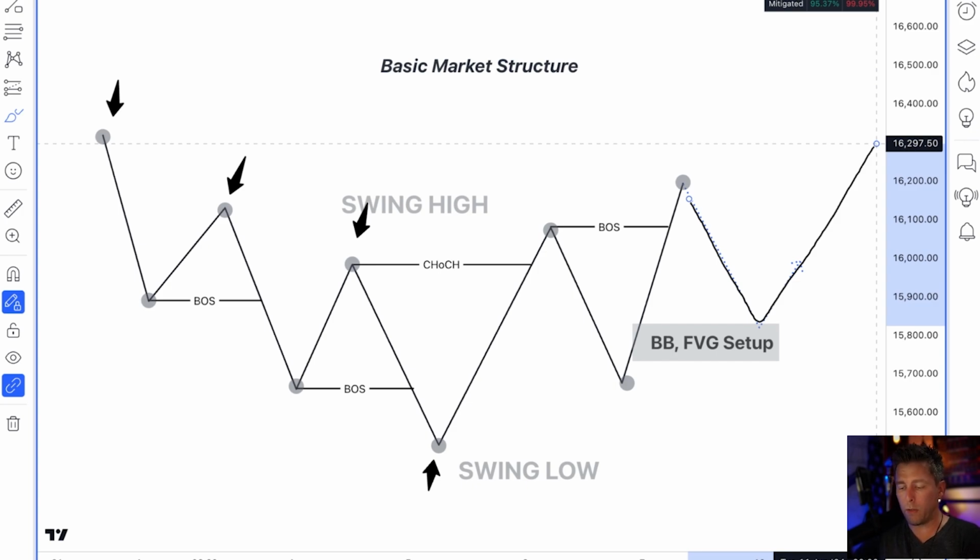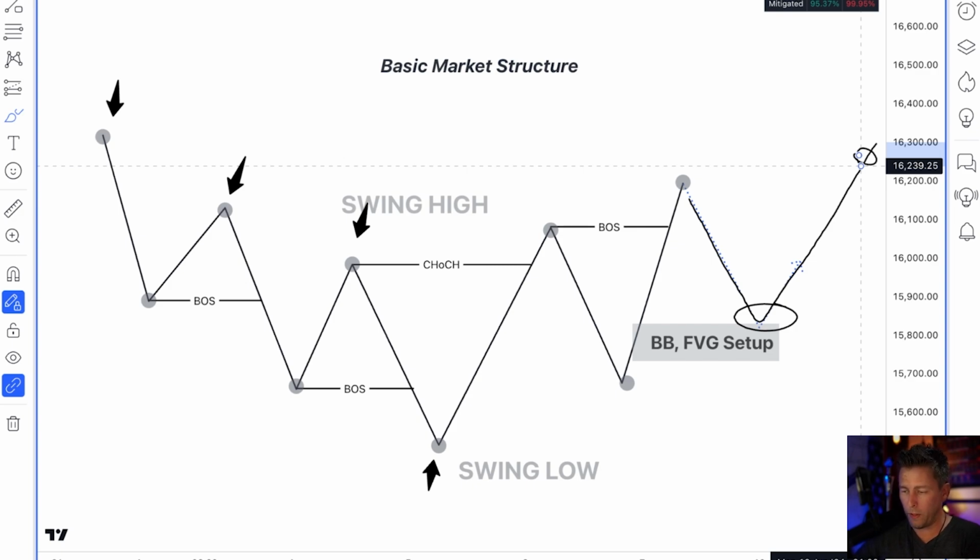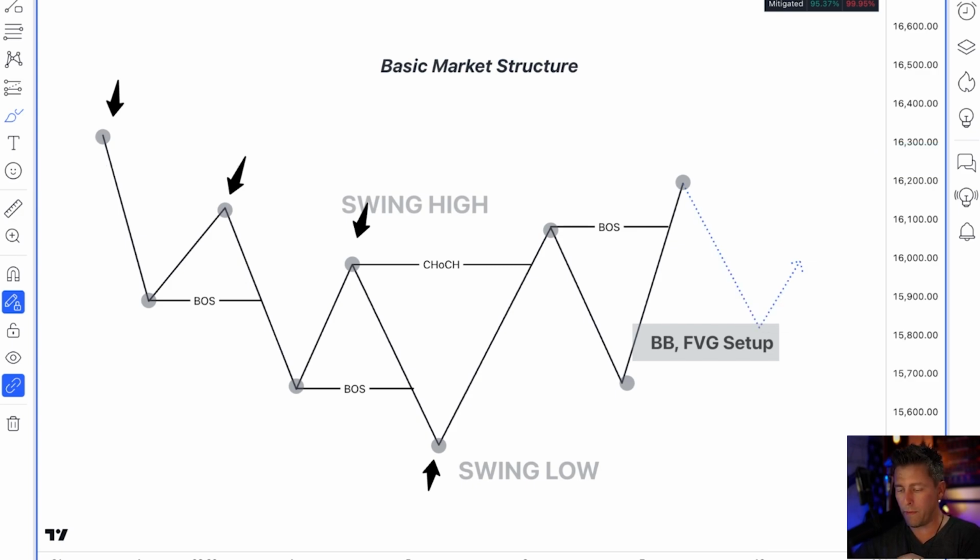If we're in an uptrend, then it's most likely to create some type of higher low followed by a higher high. Okay, so hopefully that's clear. And this is a very clean chart.